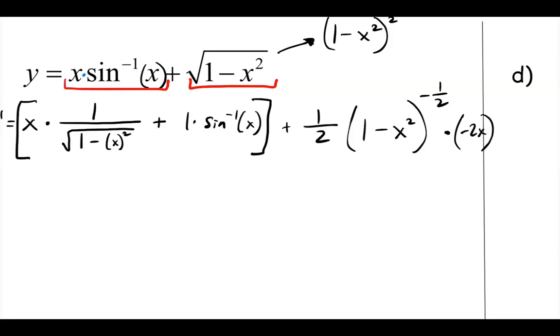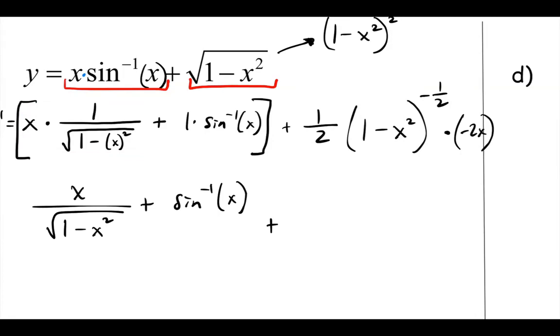Now let's clean it up to make it look as presentable as possible. So this part here, I'm going to multiply this times this. So I'm going to get x over square root 1 minus x squared. I don't need the parentheses anymore because it's just x, plus inverse sine of x. And then I have a plus here. And then I'm going to have a fraction because I have a negative exponent here.